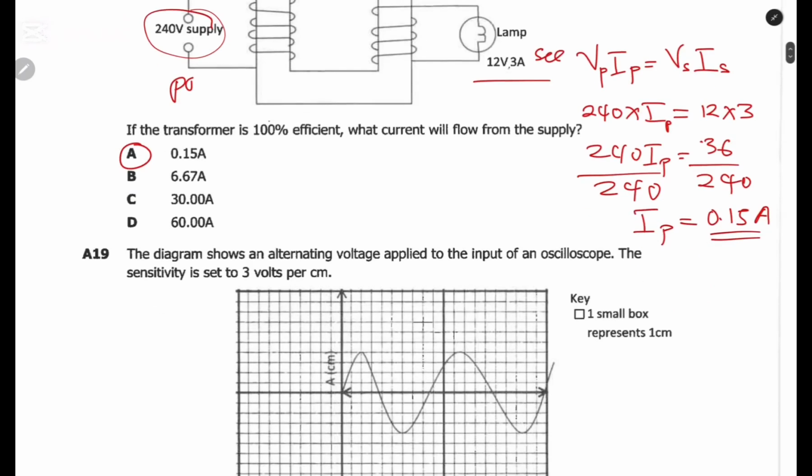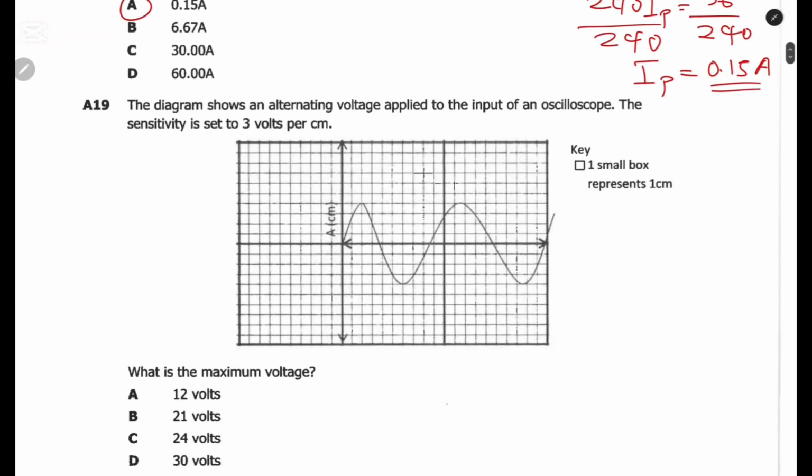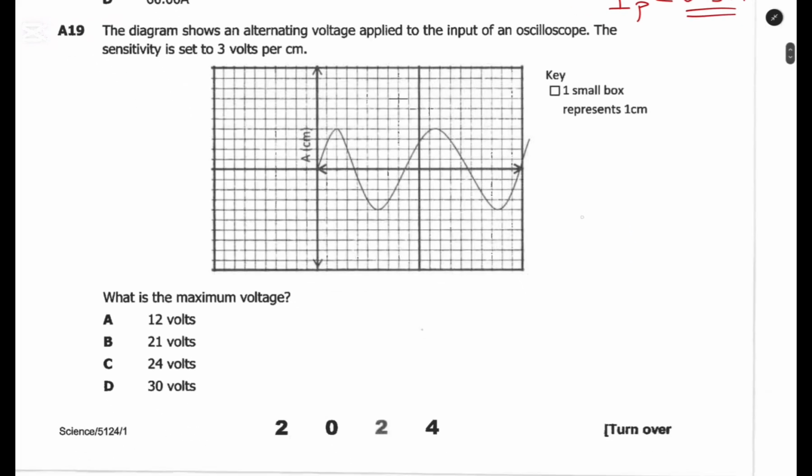All right. Question 19. The diagram shows an alternating voltage applied to the input of an oscilloscope. The sensitivity is set to 3 volts per centimeter, which means 1 centimeter is equal to 3 volts. Now they are asking, what is the maximum voltage? To find the maximum voltage, you should consider this line as your starting line. Then you look from here up to the top, which is the same. One box here is equal to 1 centimeter. So this small box is equal to 1 centimeter.